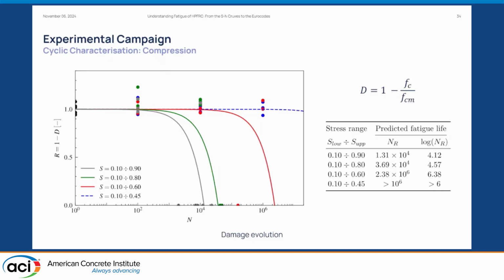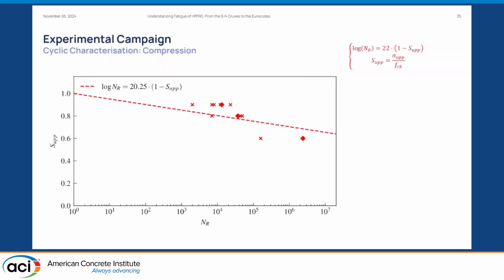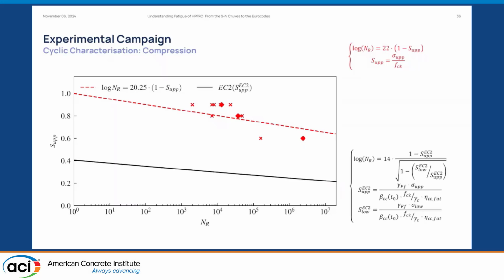The damage variable is defined with respect to the average compressive strength. And this is the experimental curve that we obtain, where we define the load level with respect to the characteristic strength. And here, the comparison with what's currently in Eurocode 2, the updated version.